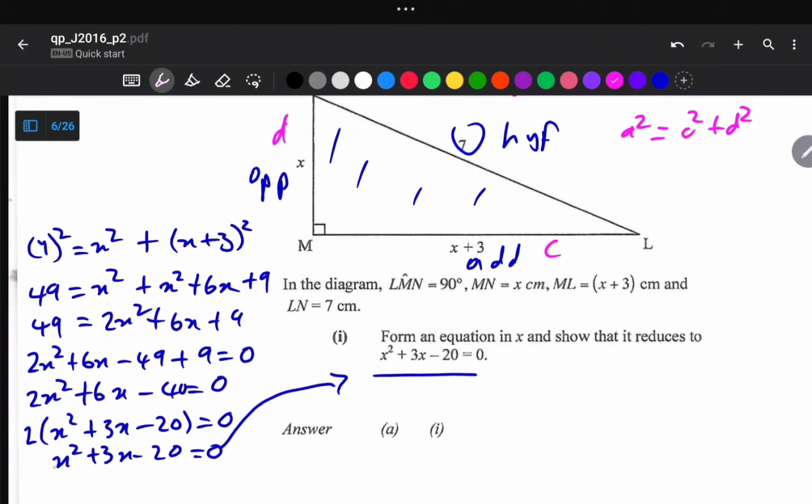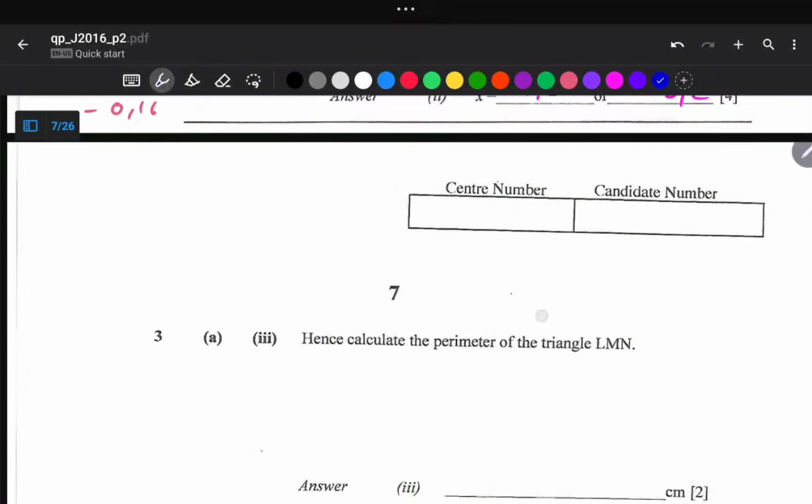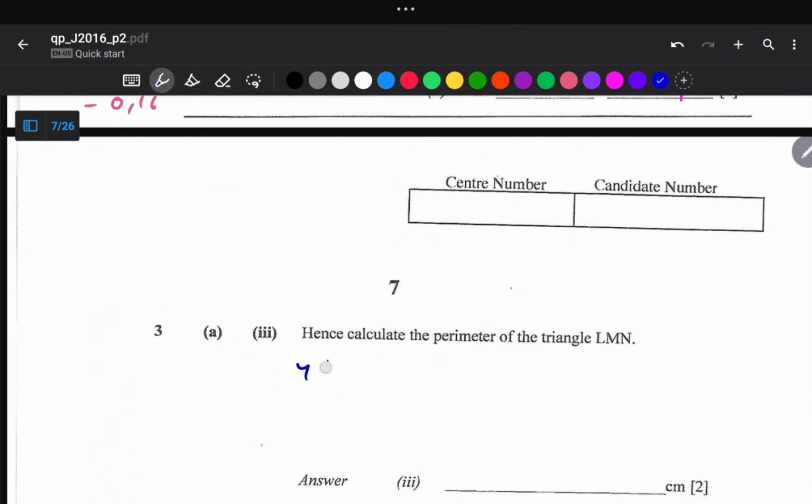So for this side, given that x is equal to 3.2, it is now 3.2 plus 3, which is equal to 6.2, and here it is 3.2. And the perimeter is the distance right around the shape. So our perimeter of this triangle is 7 plus 3.2 plus 6.2, which is equal to 16.4. So our final answer for the perimeter of this triangle is 16.4 centimeters.